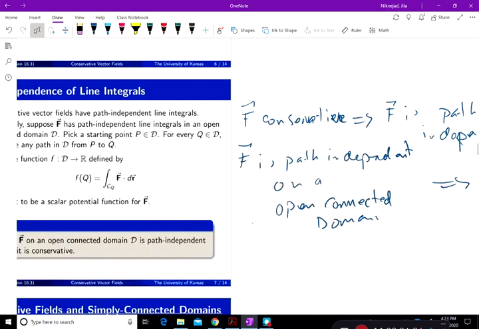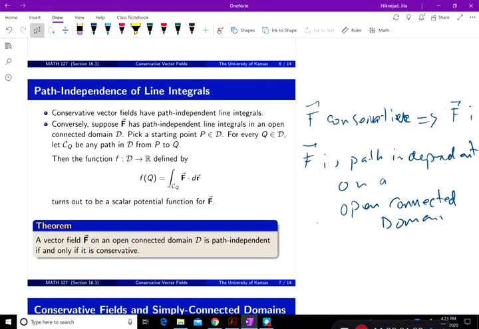Two pieces to it. One way, F conservative, F is going to become path independent. Then you have to have a somewhat nice domain. And then if F is path independent, F is going to be conservative, or F is going to have a scalar potential, which means F is going to be conservative. So how does this work?